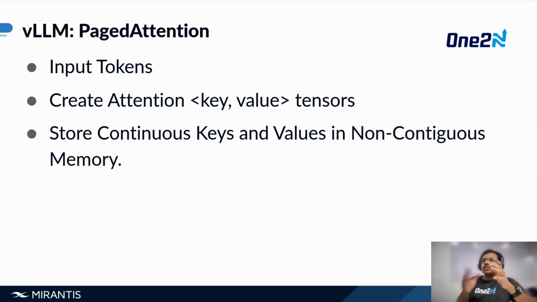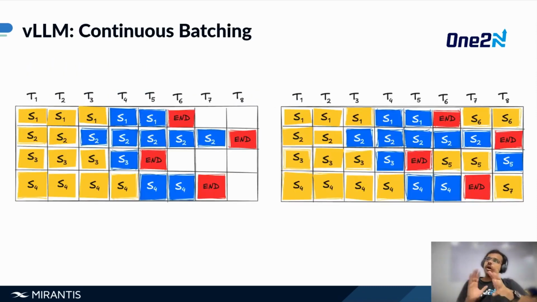And then you store these continuous keys and values in non-contiguous fashion in memory. So how does it look under the hood? On the left of this diagram, you get to see the old static batching approach, and here you see that at a time we are able to process around 4 requests. But let's come to the right part of this diagram, which is continuous batching.